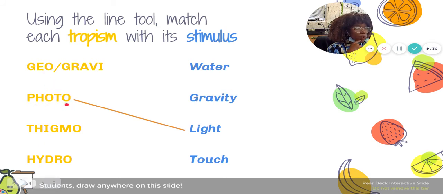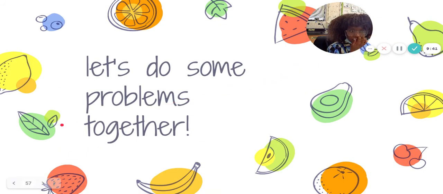So I went ahead and did photo. Photo means light, as we all know. So phototropism would be growth response to light. Now I want you to give me the rest of these: geogravity, thigmo, and hydro. Then we're on to practice problems together.